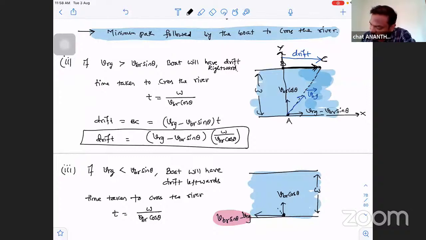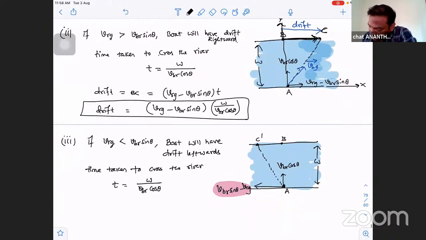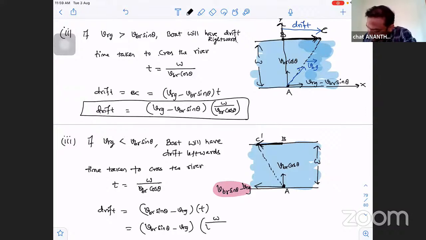Okay, so then resultant will be somewhat like this, and we will reach some other point C dash. This is B. Okay? So then A to C dash. AC dash will be the path followed by the boat as seen from the ground. So then what is the drift value? The drift value is equal to VBR sin theta minus VRG is the velocity. You want this displacement. So displacement is velocity into time taken. So VBR sin theta minus VRG into time value W by VBR cos theta. Okay, now this is the drift value.